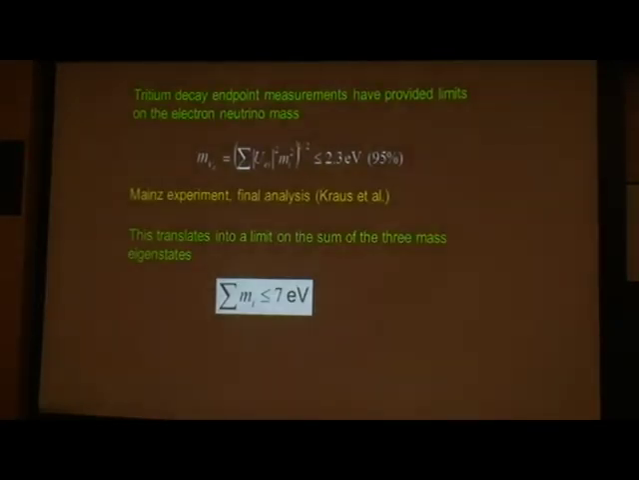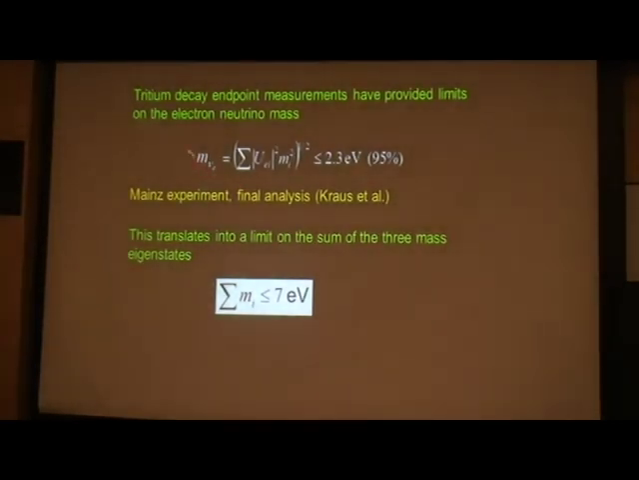At the moment, this provides an upper bound on the neutrino mass. Usually it's called the electron neutrino mass, although of course no such thing actually exists. It's this incoherent sum of neutrino mass states, and it should be less than about 2 electron volts or so. And so if you add those up, you get to a sum of neutrino masses of somewhere around 7 electron volts. So that's the current experimental bound on the neutrino mass.